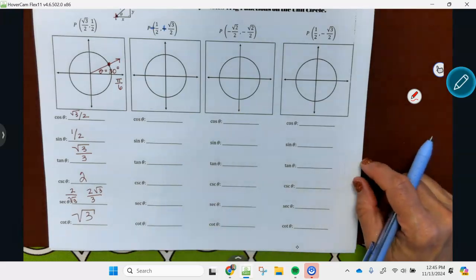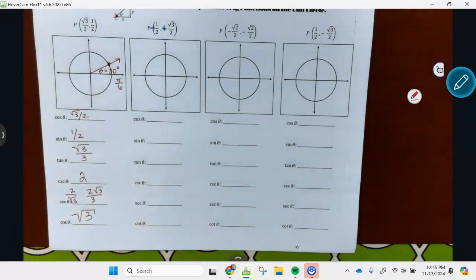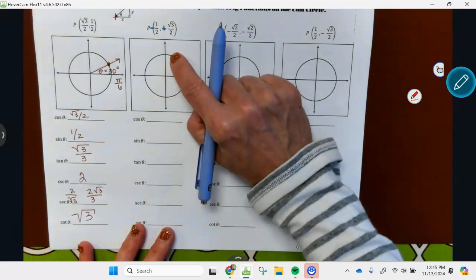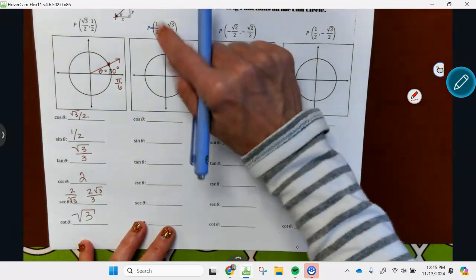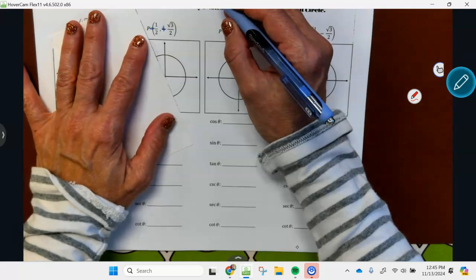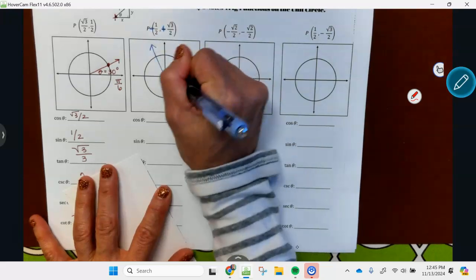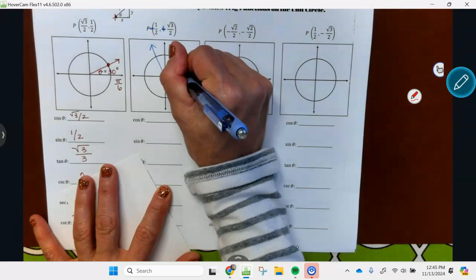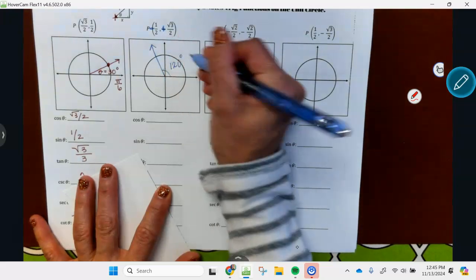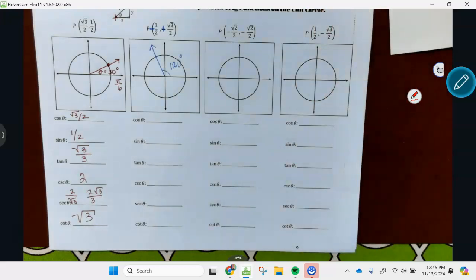All right, what kind of angles start with 1/2? 60s. 60s start with 1/2. Regular plain 60 is on this side of the y-axis, but this is in quadrant 2. So the other 60 is over here. And when I say other 60, it's 180 minus 60, which is 120 degrees. So that's theta. What's the radians?